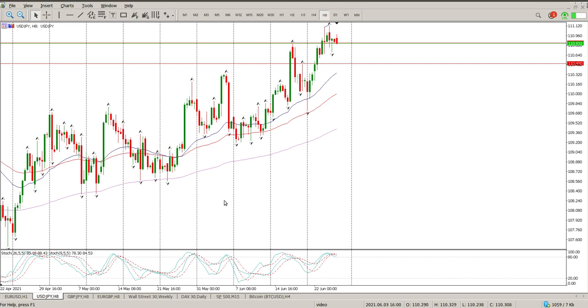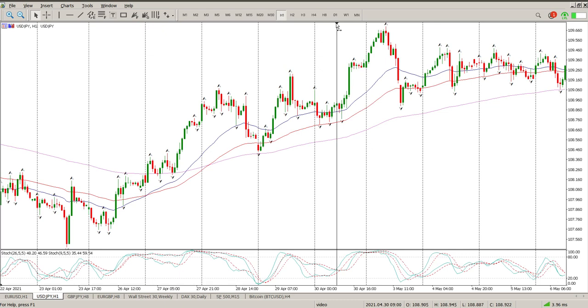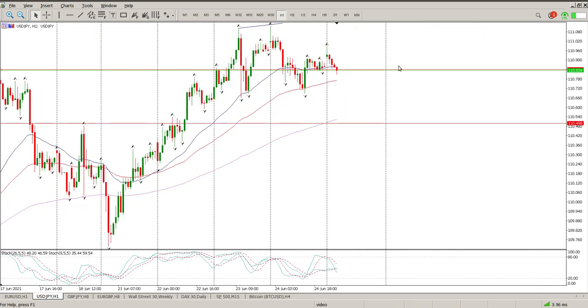US dollar, Japanese yen. Pretty much a similar picture. You can see we've got some buyers come in on this pin bar, then we've got an engulfing bar, then we've got another engulfing bar, one bullish signal, two bearish signals on the 8 hour. Oscillators group to the upside. So when the oscillators group to the upside, we should be looking for opportunities to sell. The trend is up at the moment, sideways as well.